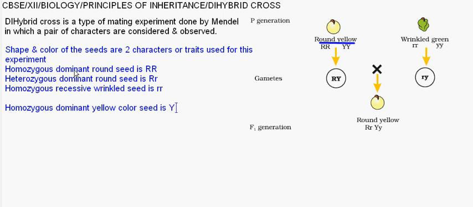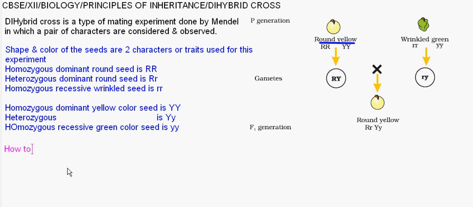heterozygous, same way you can write, is capital Y small y, and homozygous recessive green color seed is small yy. If you write all of these in the beginning, it makes it easier to understand as well as to perform the dihybrid cross. Now, how to write or perform the checkerboard of the dihybrid cross.